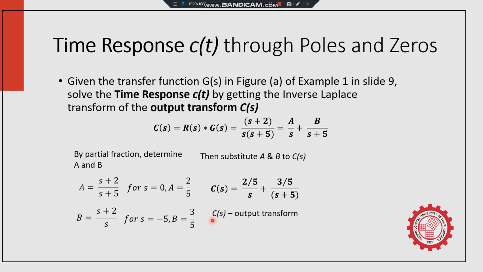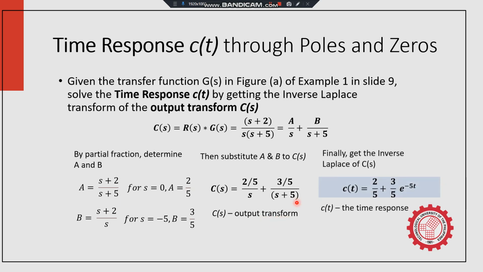Now, take note that this is our output transform equation. Finally, if we get the inverse Laplace of the output transform equation, then we copy the numerical coefficient 2 over 5, and the inverse Laplace of 1 over s is 1. And for the second term, we copy the 3 over 5, the numerical coefficient, and the inverse Laplace of 1 over (s plus 5) will be e raised to negative 5t. And this is now our time response equation.